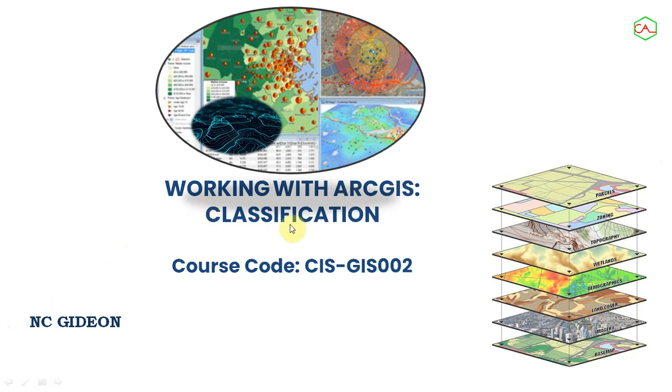This is working with ArcGIS classification. Course code is CLASSIFICATION-CGIS02. This is the second video on this module. In the first module, we explained the use of GIS, Geographic Information System, what it's all about and all that. So this is the first video introducing us to the use of ArcGIS as a software.